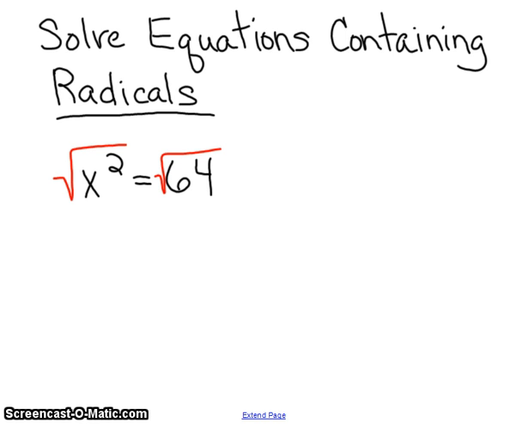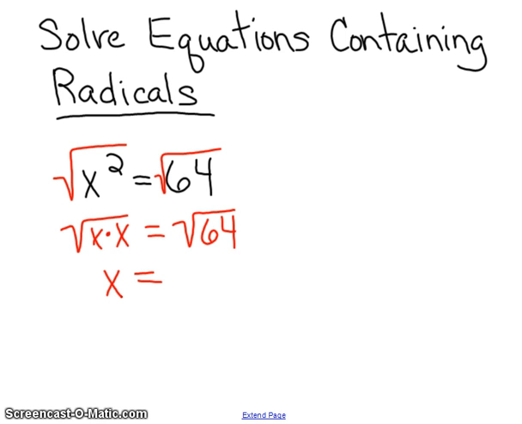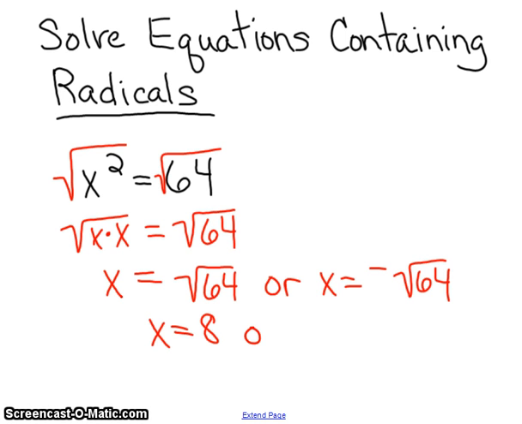So the square root of x squared, since this is really just x times x, the square root of x times x is just going to be x. The square root of 64 could be 8, it could be negative 8. So we're going to write this as that x could equal the square root of 64, or x could equal the negative square root of 64. So our answer is x could equal 8, or x could equal negative 8.